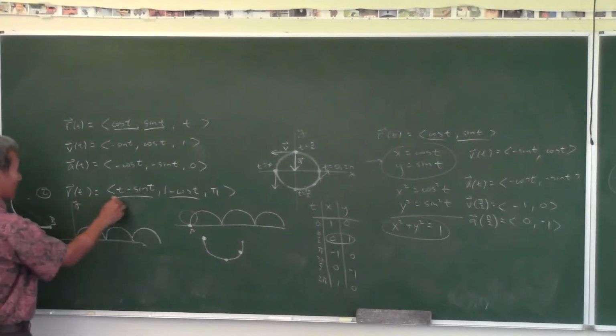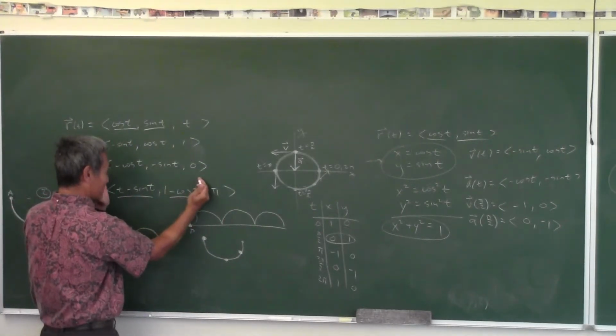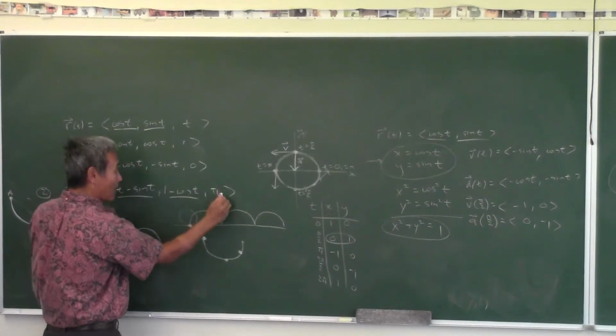So in this particular problem, in 2 dimensions, that's a cycloid. But now we have a Z.